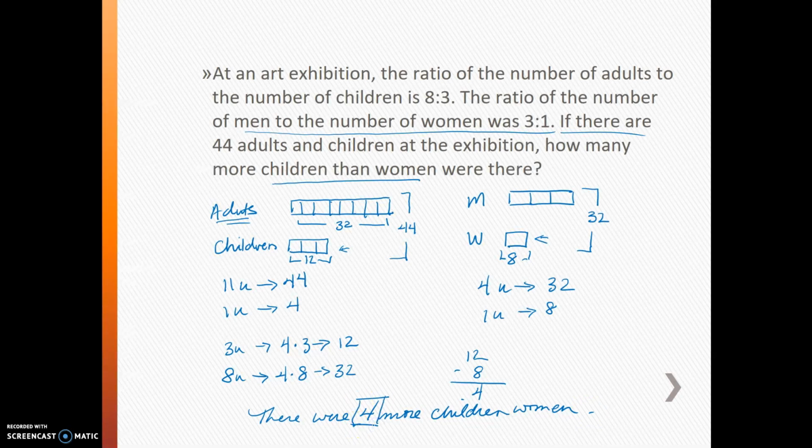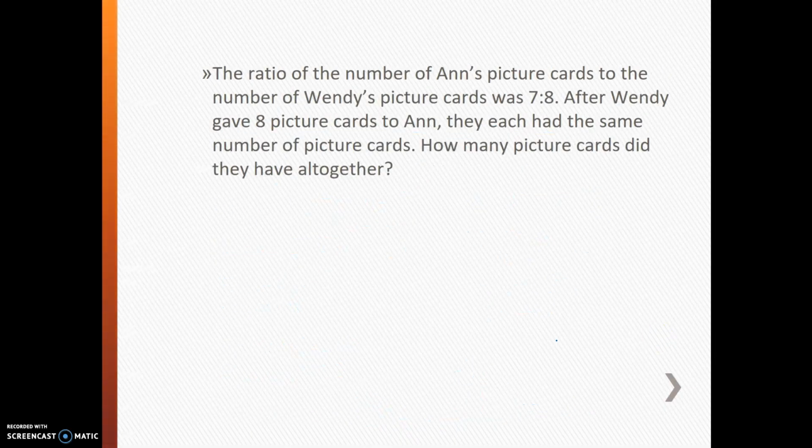Okay, let's try another one. The ratio of the number of Anne's picture cards to the number of Wendy's picture cards was 7:8. After Wendy gave 8 picture cards to Anne, they each had the same number of picture cards. How many picture cards did they have altogether?